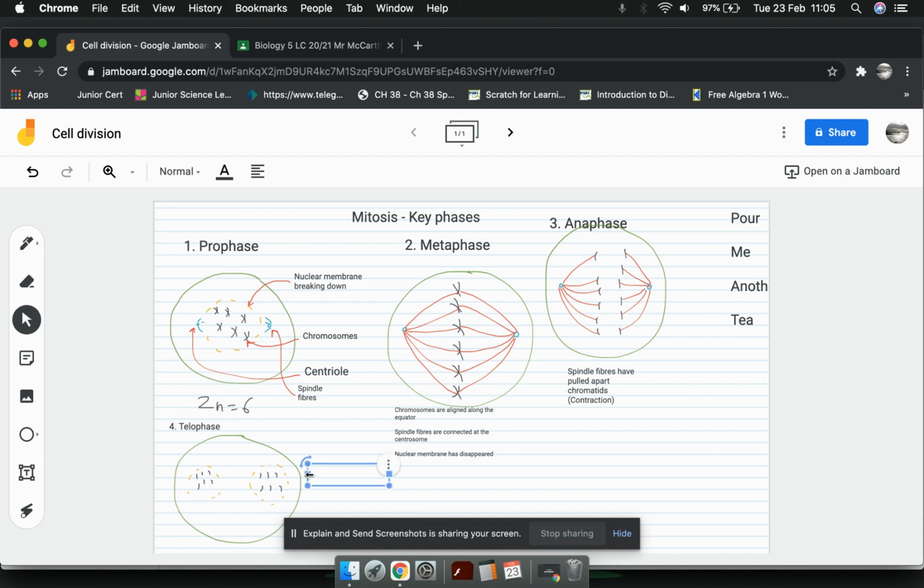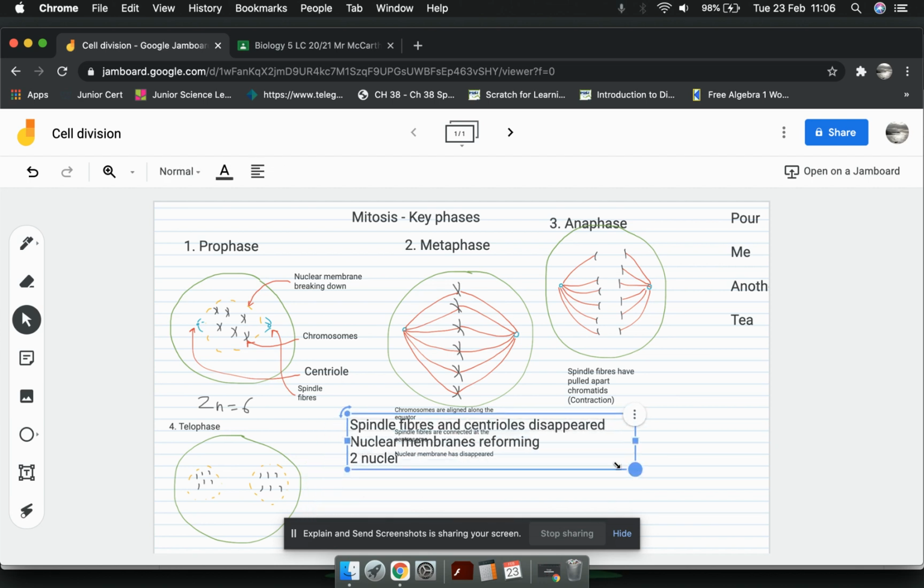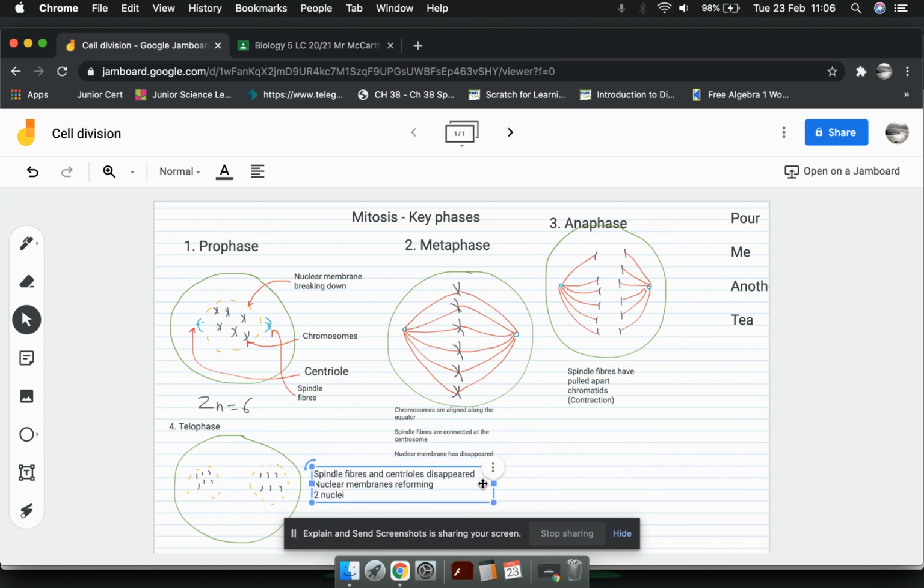So let's write all of that in. Spindle fibers and centrioles disappeared, no longer needed. We also have got, what else did I say? We have nuclear membranes reforming. We've also got 2 nuclei. Okay, so we've got 2 nuclei there. Right, let's make that a bit smaller so we can all see that, and it's right next to our diagram.